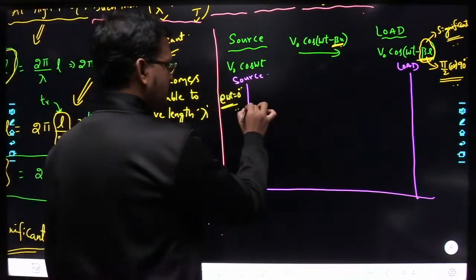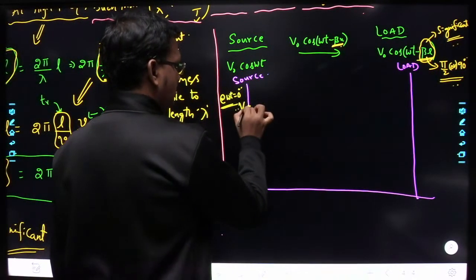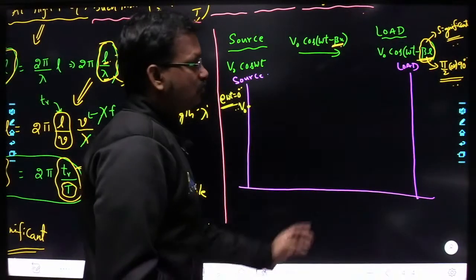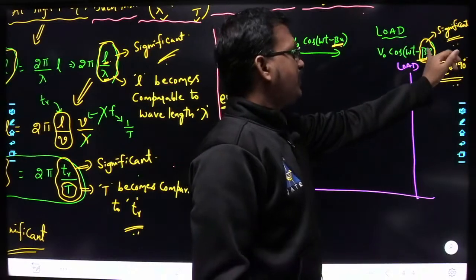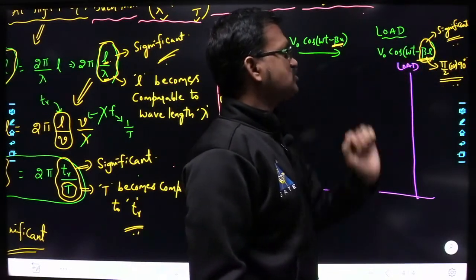The source is at V naught. Let us say it is at V naught. Understood? Now at the load, what is the value you are going to have? See, beta L is equal to 90 degrees.